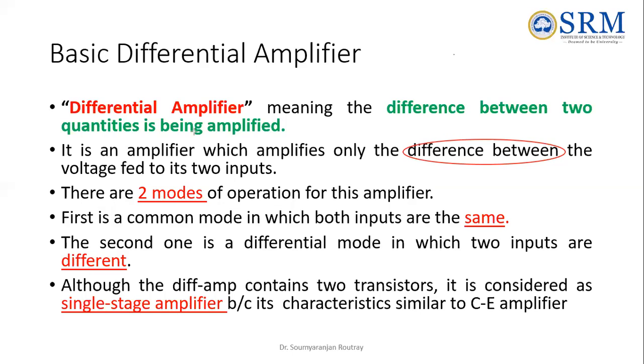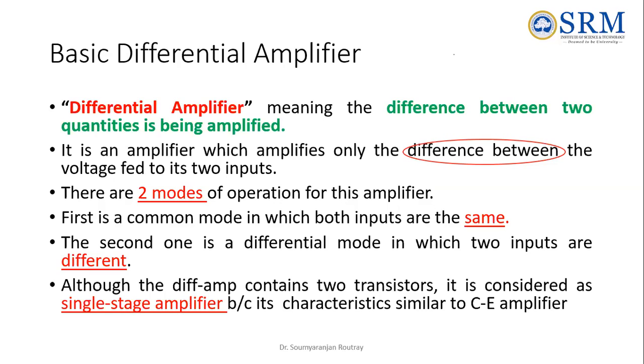And there are two modes of operation for this amplifier. One mode is common mode, another mode is differential mode. Like our BJT, there are different types of biasing, different operating regions, active region, cutoff region. This is not that mode. This mode is common mode and differential mode. Parallelly this differential amplifier will work as a common mode amplifier and as a differential mode amplifier at a time. It's not that for some time it will work as common mode and for some time as differential mode. At a time it will work in both.